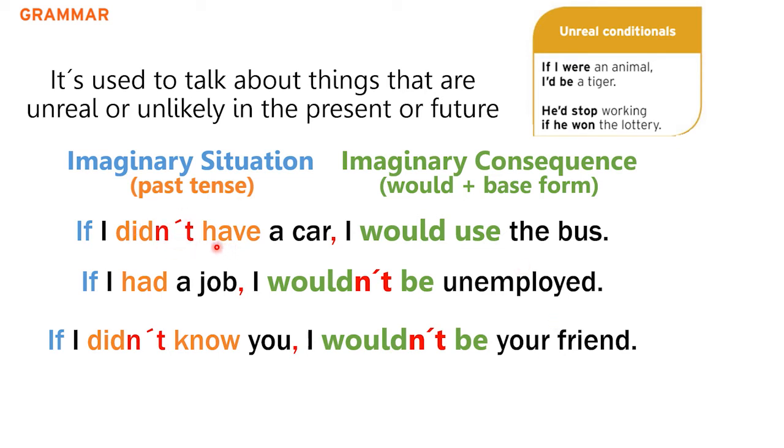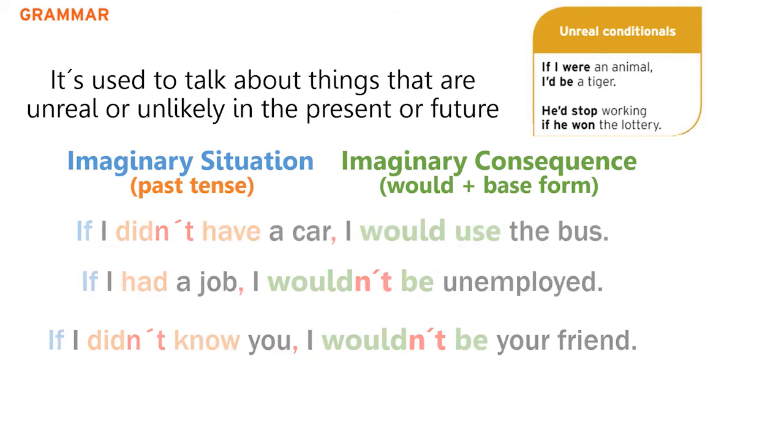Here, remember guys that in past tense we use the auxiliary didn't. And when you use didn't, the verb is gonna be in base form. Didn't have, didn't know. And here, well, you just have to change would to wouldn't. And the verb doesn't change at all. Right? It's still in base form.